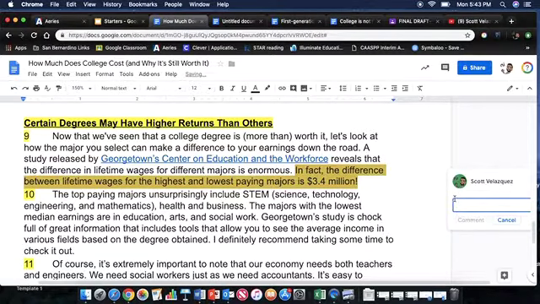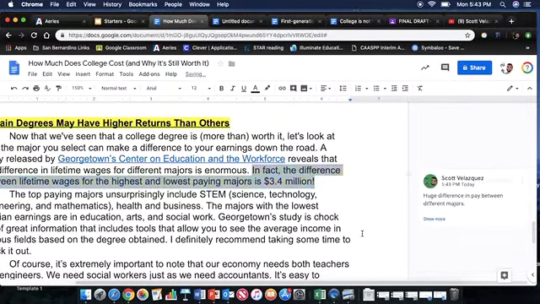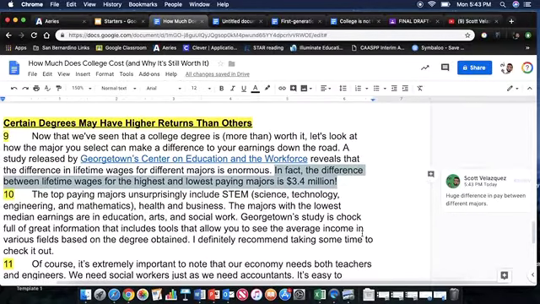So it's saying that even though you're in college, you are all going to have different majors. Now, even within those people in college, there's a difference in pay, right? So let's write what it's saying. Huge difference in pay between different majors. And it's gonna tell us which majors make more money.